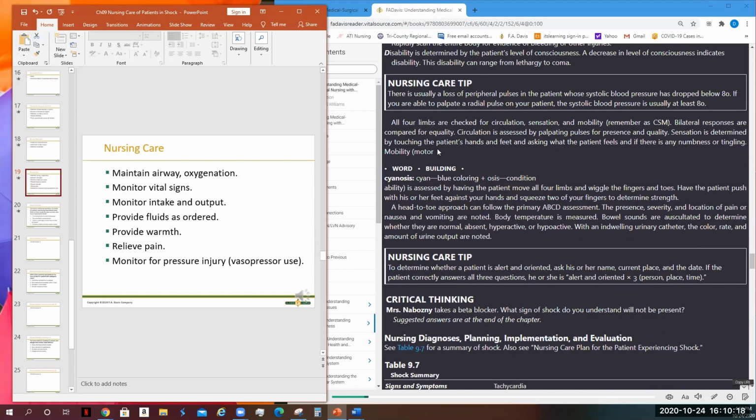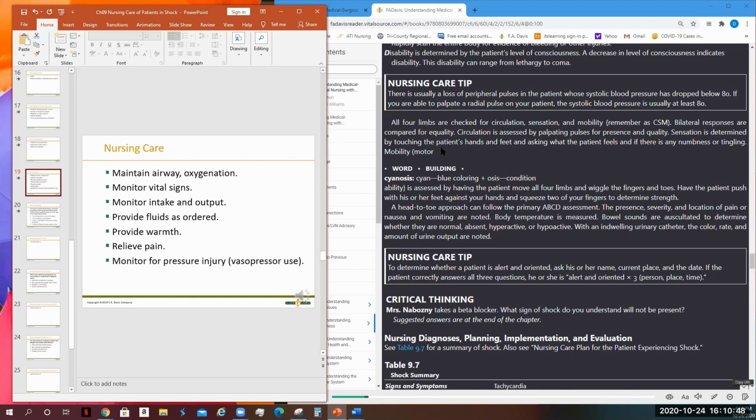Mobility is assessed by having the patient move all four limbs and wiggle the fingers and toes. Have the patient push his or her feet against your hands and squeeze both of your fingers to determine strength. A head-to-toe approach can follow the primary ABC assessment. The presence, severity, and location of pain or nausea and vomiting are noted.